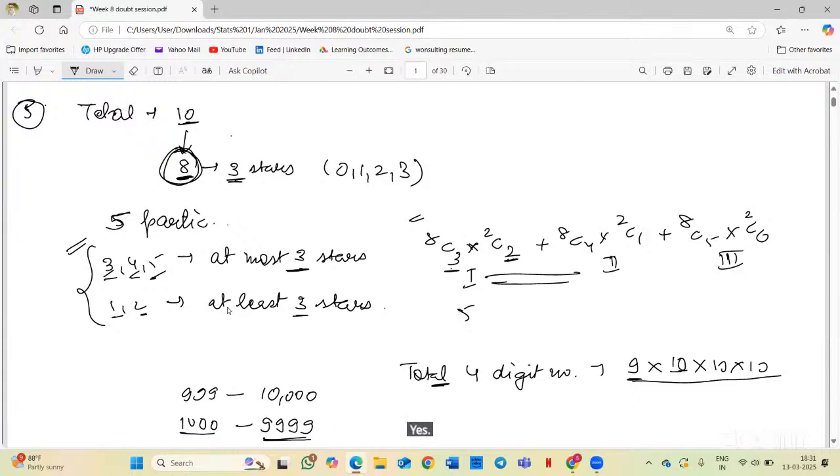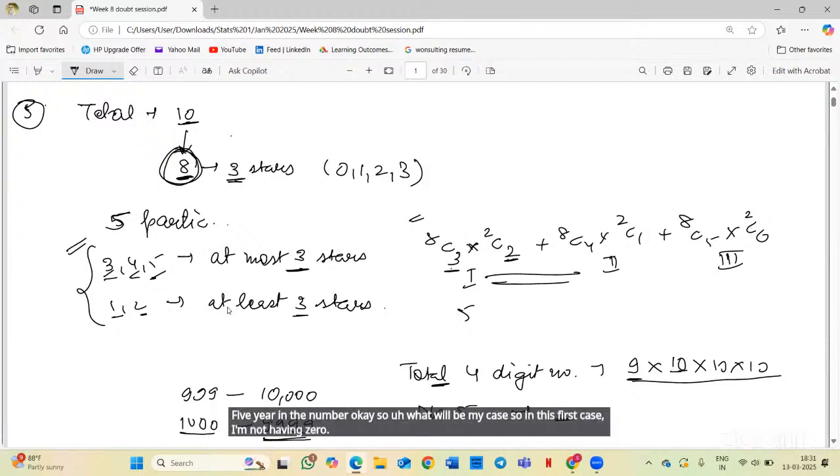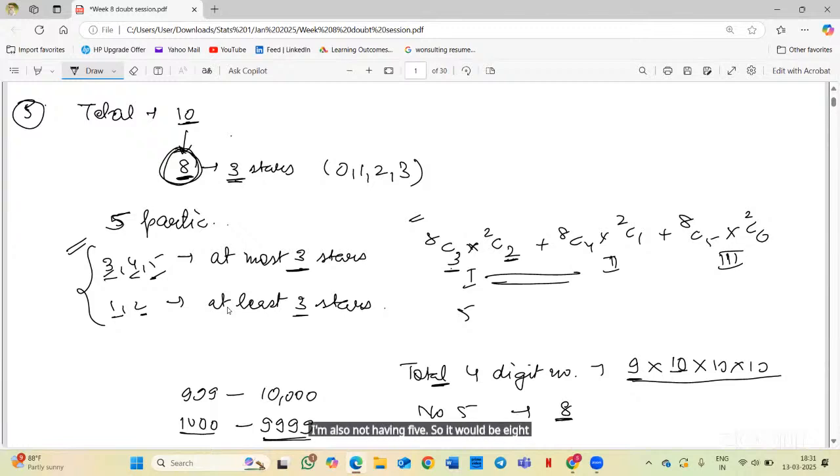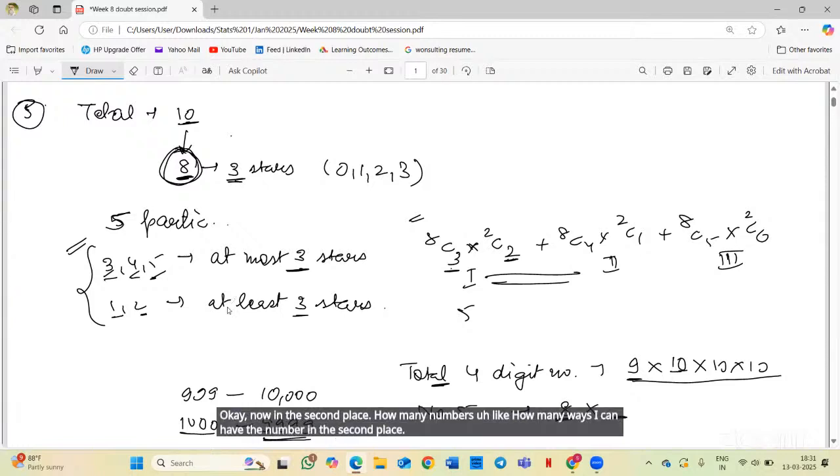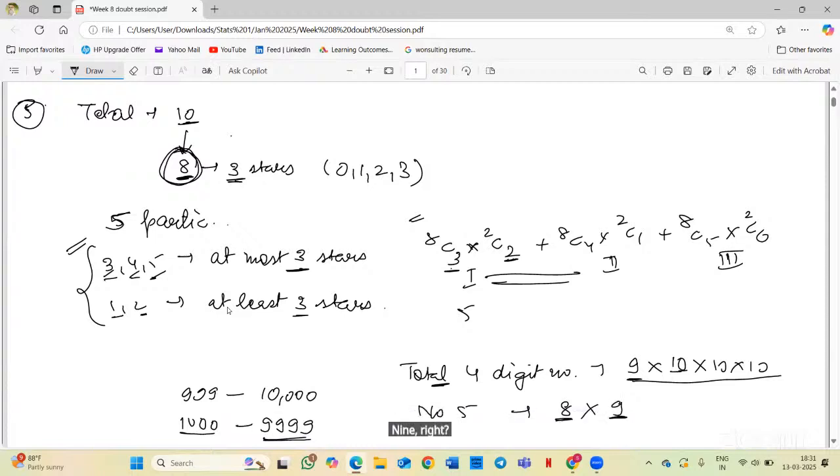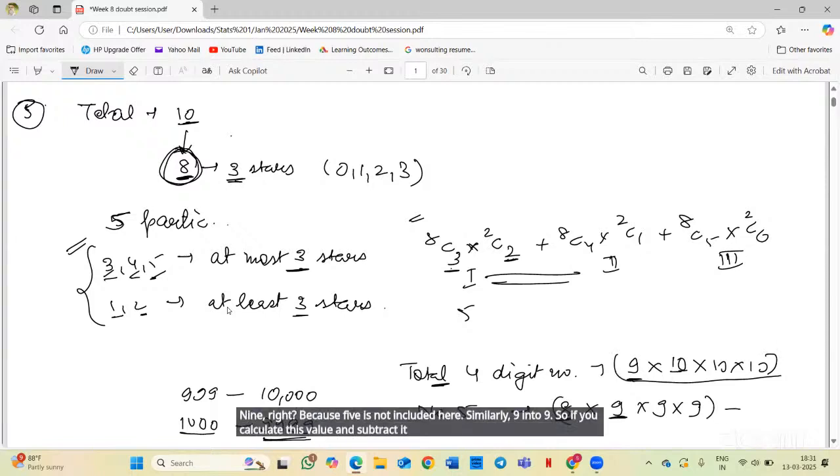Yes, ma'am. Okay. Now I'm taking the case in which I'm having no 5 in the number. So what will be my case? In the first place, I'm not having 0 and I'm also not having 5, so it would be 8. Now in the second place, how many ways can I fill it? 9 ways, right? Because 5 is not included here. Similarly, 9 into 9. So if you calculate this value and subtract it from the total, you will get 3168 as the answer.